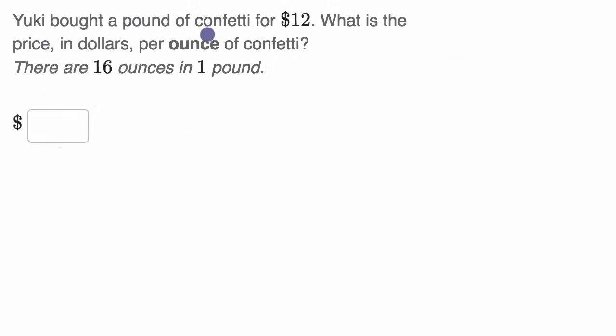Yuki bought a pound of confetti for $12. What is the price in dollars per ounce of confetti? There are 16 ounces in 1 pound. So pause this video and see if you can figure it out. So let's just write this out in words. So it's $12 per pound of confetti. So you could view this as $12 per 16 ounces.